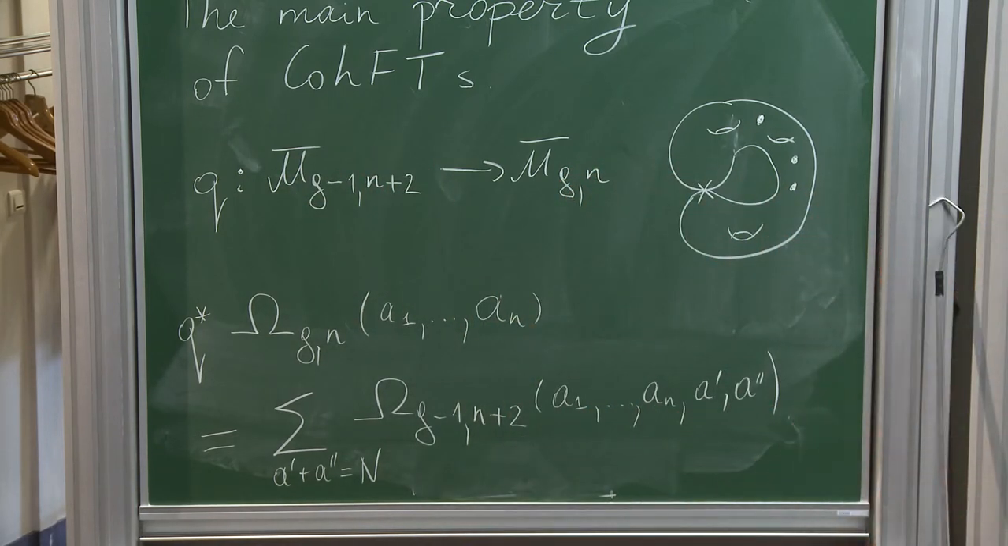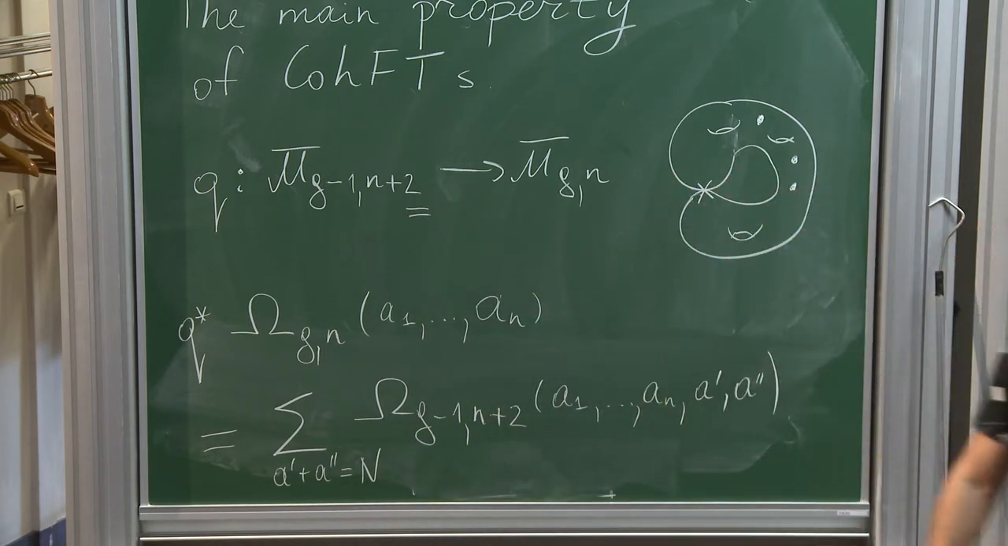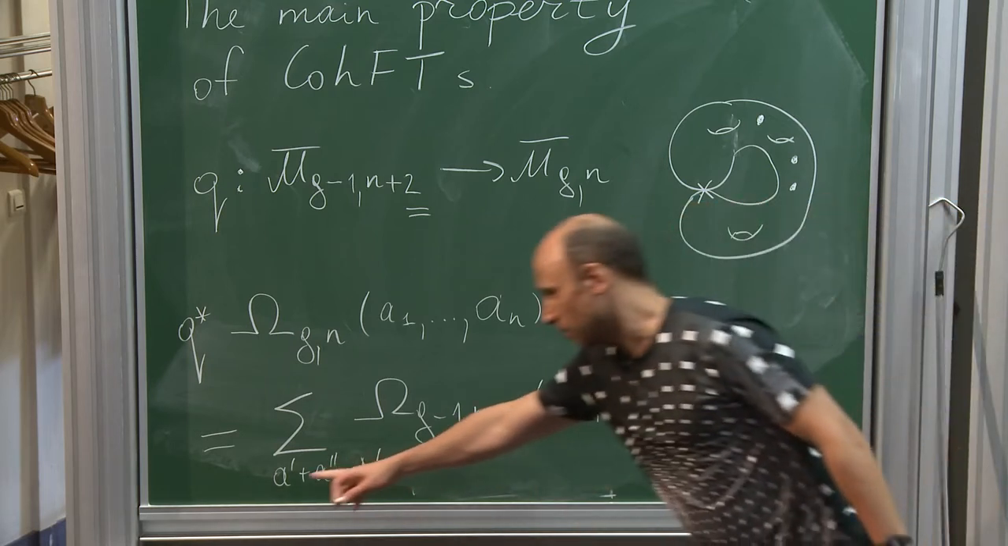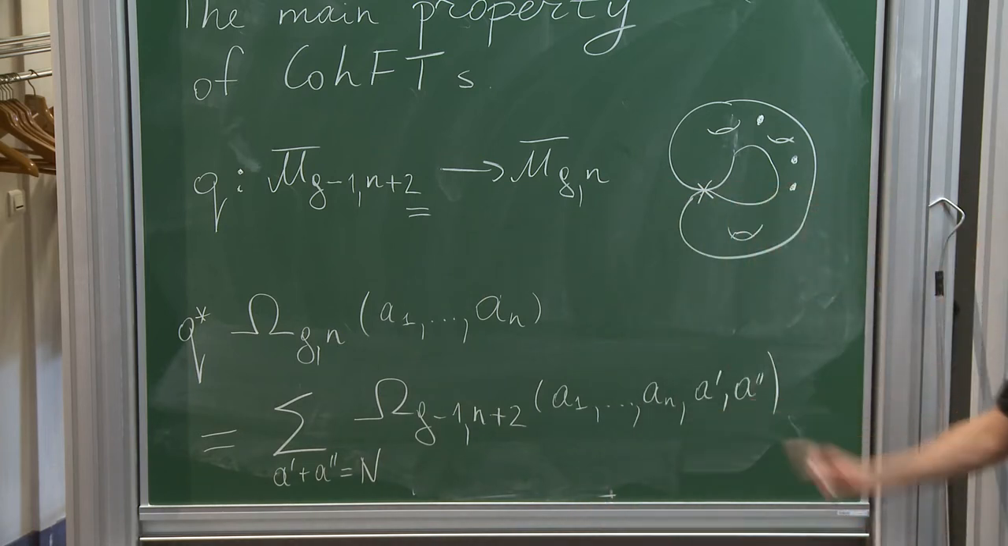Except that here you have two extra marked points. And the cohomological field theory only gives you a cohomology class when you assign these numbers ai to marked points. So you need two more ai's. And then you take the sum. So you take the sum over a prime and a double prime. These are the two extras that you plug here.